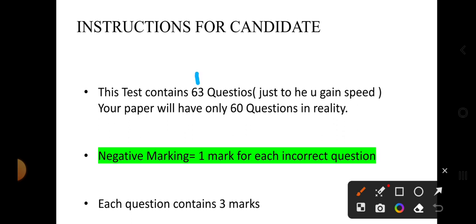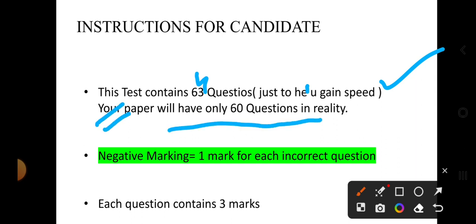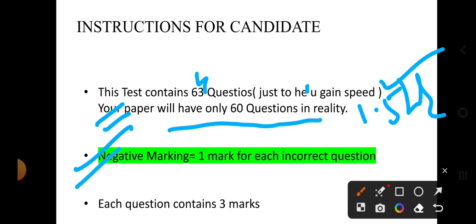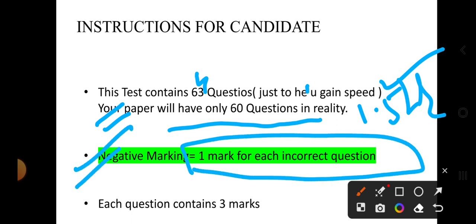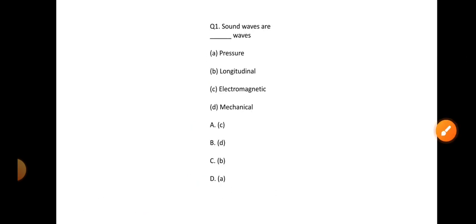That is, this test contains 64 questions just to help you gain speed. And your paper will have only 60 questions in reality, which you will have to attempt in 1.5 hours. Negative marking, yes, there is negative marking. 1 mark will be deducted for each incorrect question, and every question contains 3 marks.